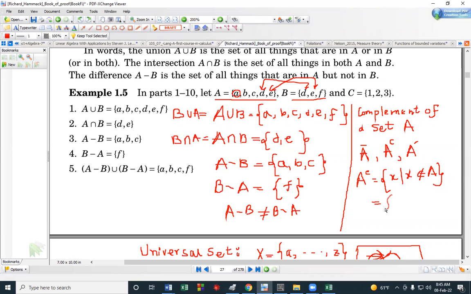So you can write it more precisely: x is an element of the universal set, we denote it with U, such that x is not in A.